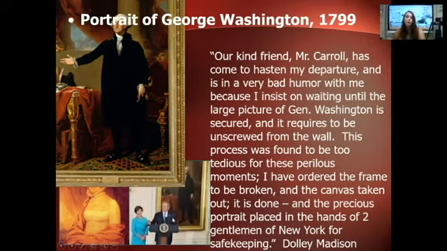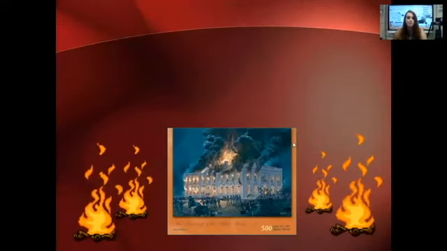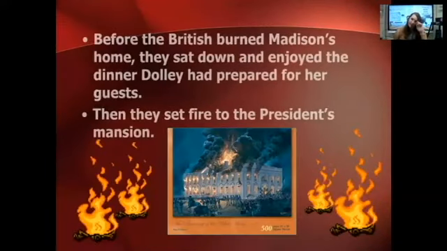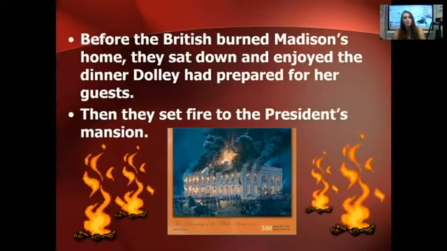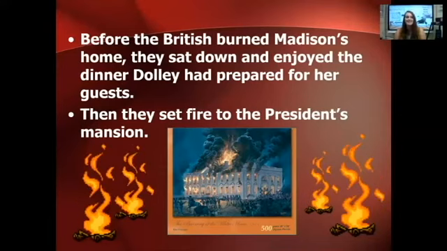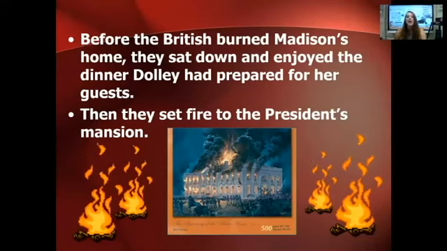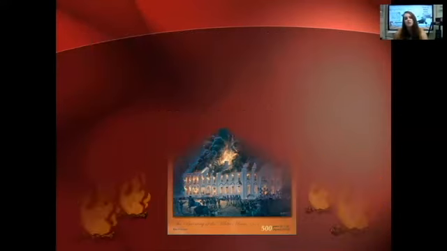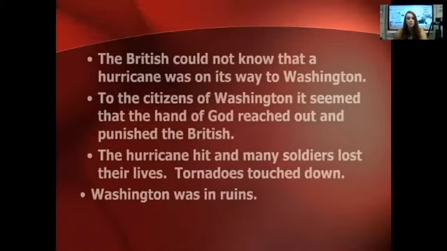Okay, and you can see it is still in the White House to this day, and this is a picture of one of our presidents with the painting behind him, as it's still there to this day. Now, to add insult to injury, before they actually burned the president's home, they sat down and ate the dinner that she had prepared for her guests, and then set fire to the home and left, completely destroying the president's home.